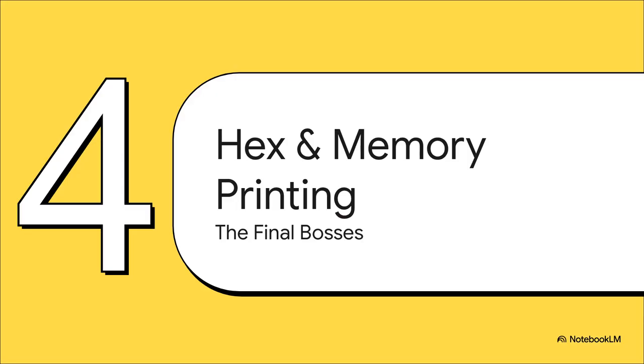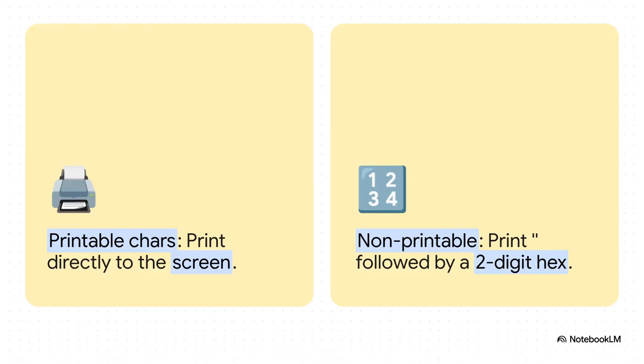Finally, Section 4, Hexadecimal and Memory Printing, the final bosses. We have officially reached the final stage of our workshop. Exercises 11 and 12 are going to deal directly with memory visualization and hexadecimal conversion. It's definitely a big step up, but I know you're ready for it. First up is ft_putstr_non_printable. This function prints a string, but if it encounters an unprintable character, like a line feed, it prints a backslash followed by its 2-digit hexadecimal value.